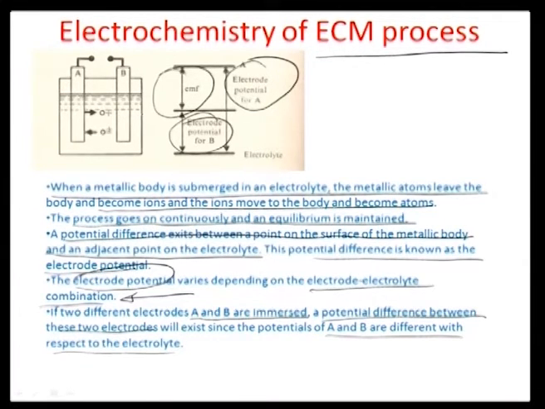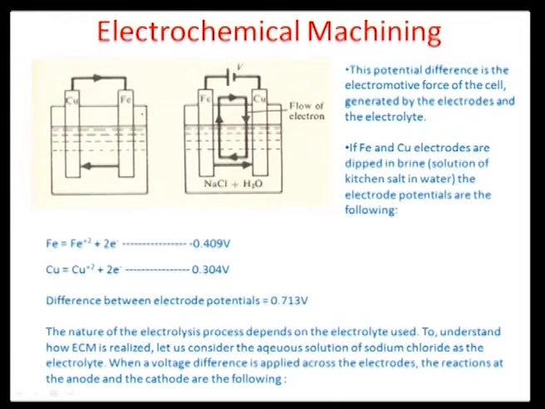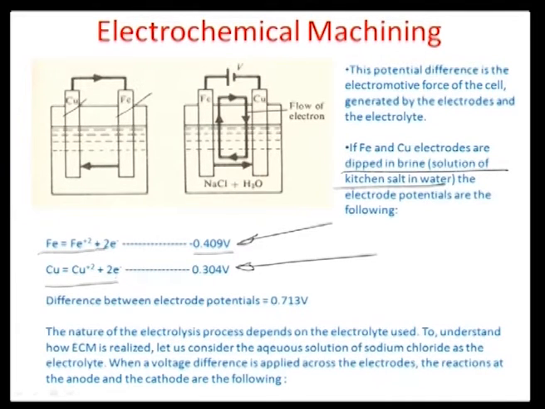Supposing you have two electrodes, copper and iron, as mentioned here, in brine solution, or a solution of kitchen salt in water. You already know the standard electrode potentials of both these reactions: iron getting into the ferrous state releasing 2 electrons is minus 0.409 volts, and copper getting into the cuprous state and releasing 2 electrons is 0.304 volts.